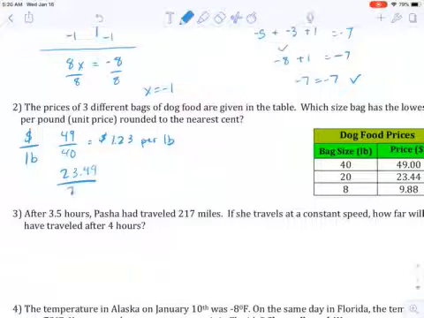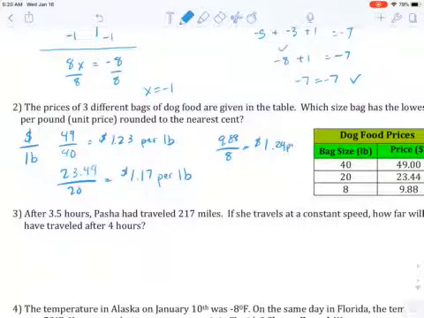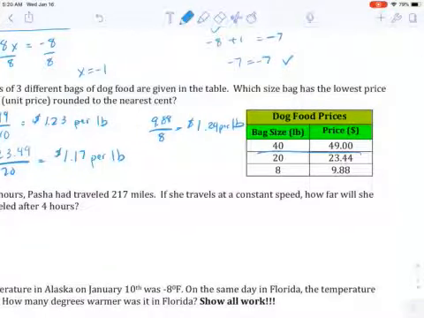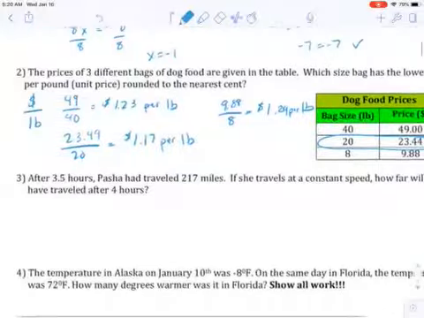The next one, $23.44 for a 20-pound bag is $1.17 per pound, and the last one, $9.88 for an 8-pound bag is equal to $1.24 per pound. So the best buy is the lowest unit price, that 20-pound bag.